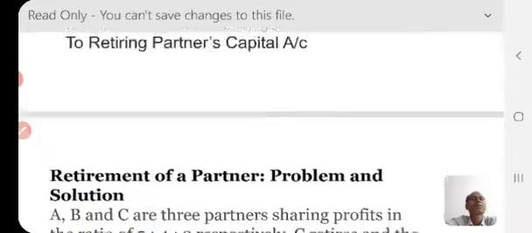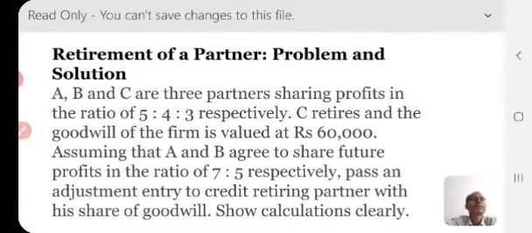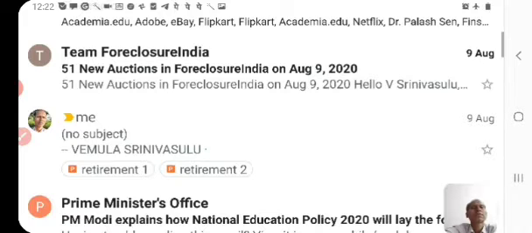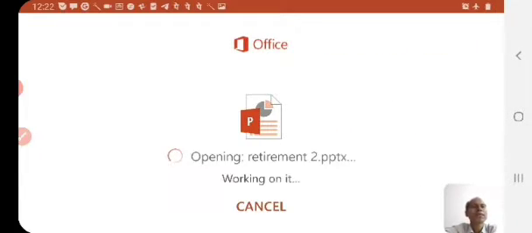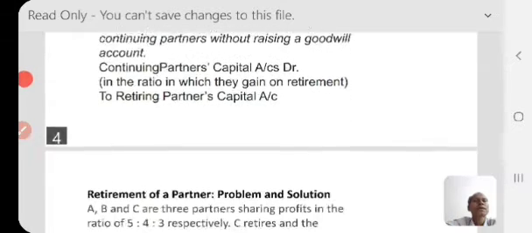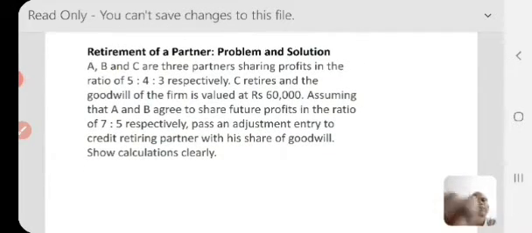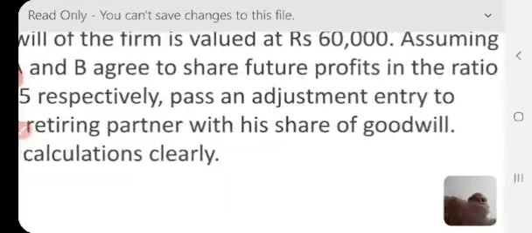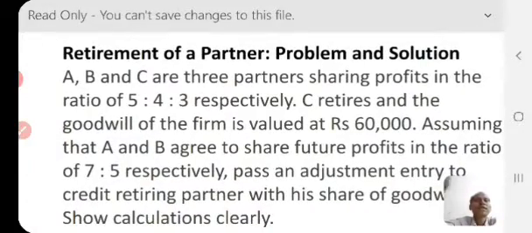We shall move further. Yes, retirement of a partner. There is a problem on retirement of a partner. We shall see a problem. Yes, this is a problem.